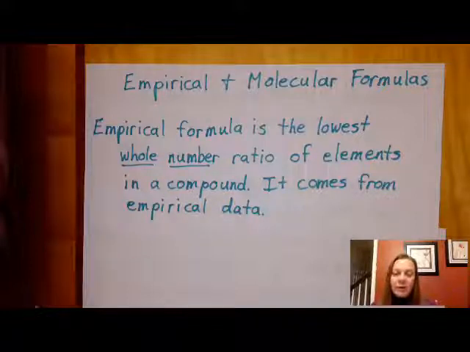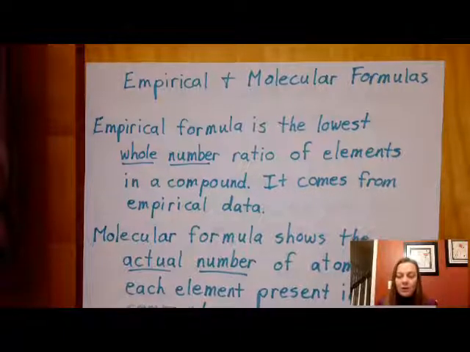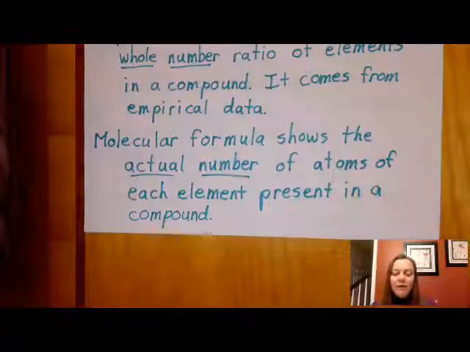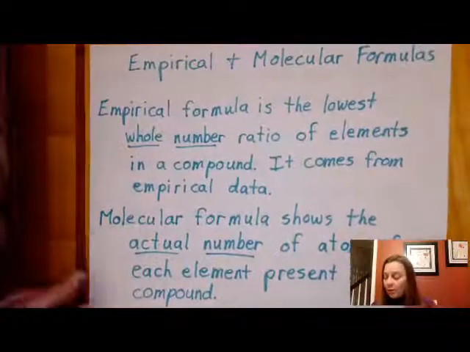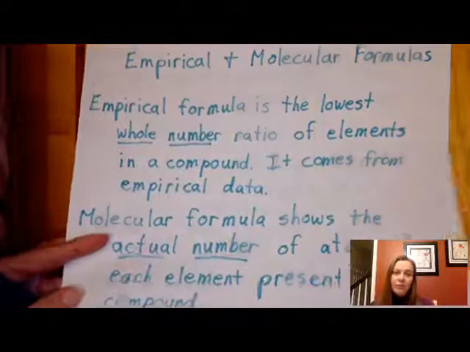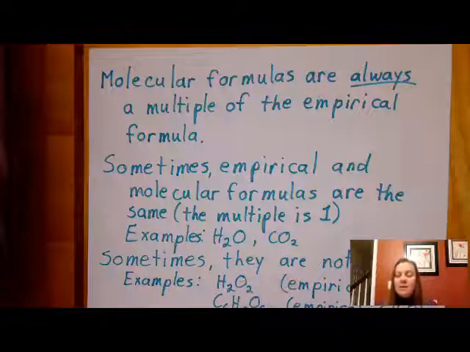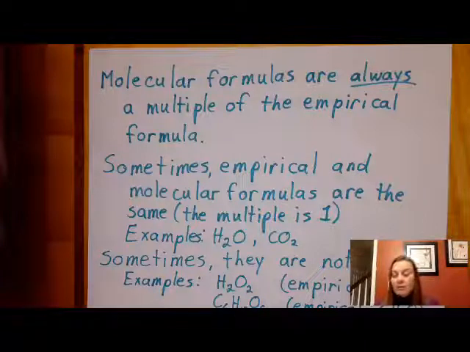And we might remember that ionic compounds are always empirical formulas, but not all formulas are empirical. Not all formulas are the lowest whole number ratios. Our molecular formulas are going to show the actual number of atoms of each element that are present in a compound. Now, these molecular formulas are always going to be a whole number multiple of the empirical formulas. So they're always related. And they can be the same. So sometimes the empirical formula and the molecular formula are going to be the same. In other words, that multiple is 1.